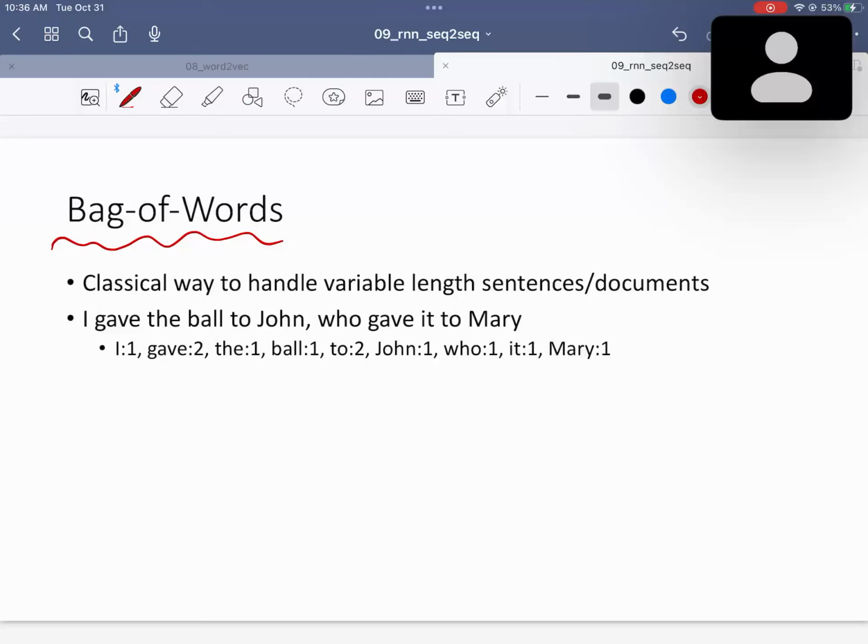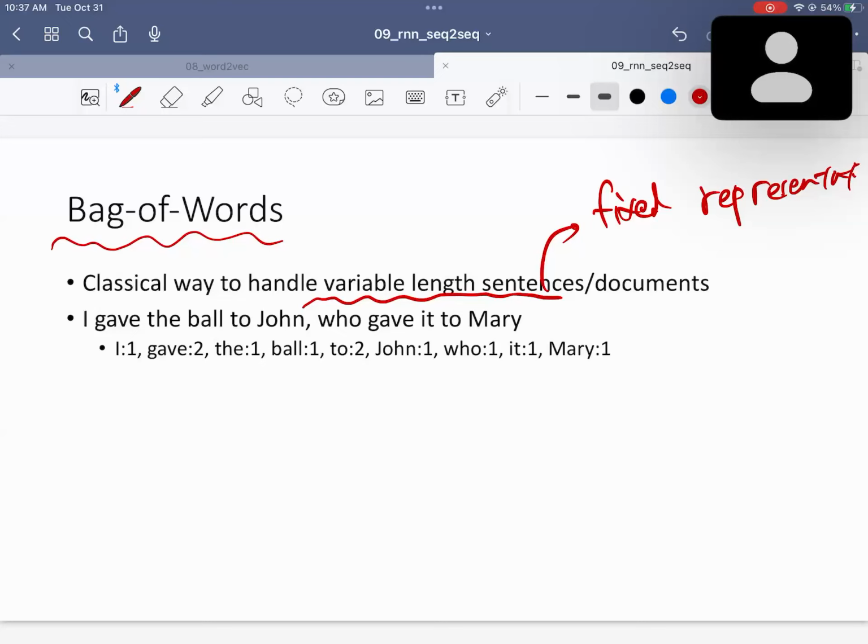The thing that you want to do is convert a variable length sentence into a fixed representation, so that you can use logistic regression, random forest, or support vector machine models that are trained and tested on fixed size input.